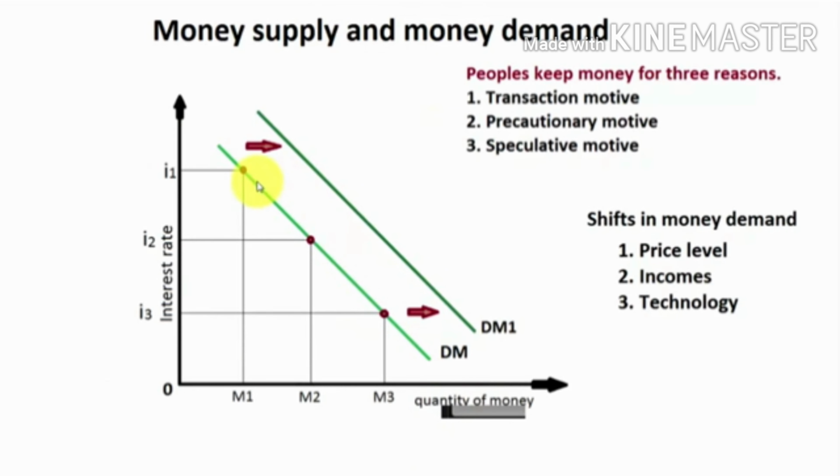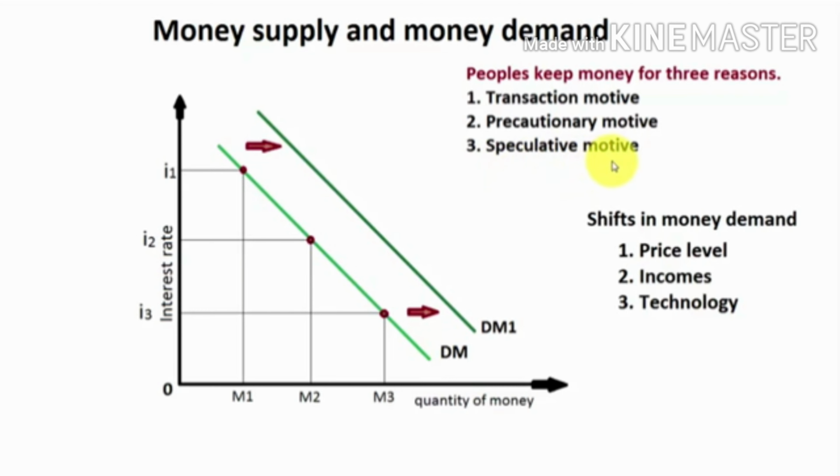Before we study the demand curve of money, we should know why people keep money. There are three motives. First is the transaction motive, the second one is the precautionary motive, then the third one is the speculative motive. The transaction motive is we keep money for the transaction of goods and services. The precautionary motive is to keep money for unforeseen events. The third one is the speculative motive, which is to keep money for getting unexpected profit.